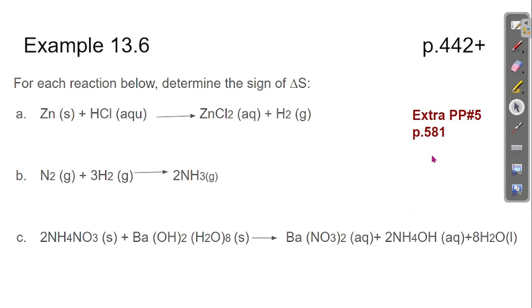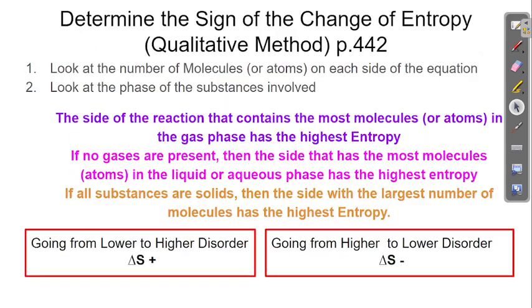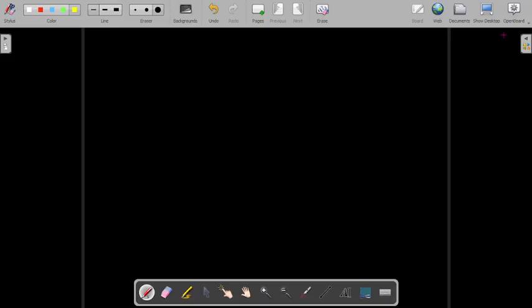Let's try on page 581, practice problem number 5. You have the same kind of thinking, let me go to the whiteboard. Okay, going on. What is the sign? We're going to just do it together, number 5. So what is the sign of the entropy for the different reactions? Is it positive or negative? Are they gaining chaos or losing chaos?